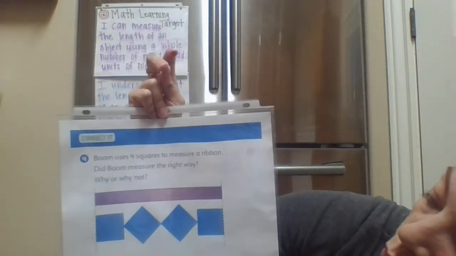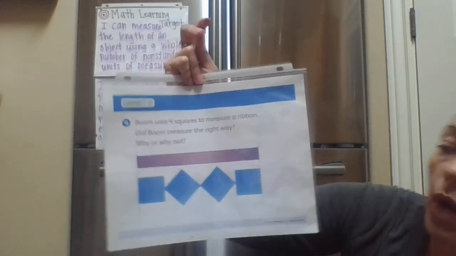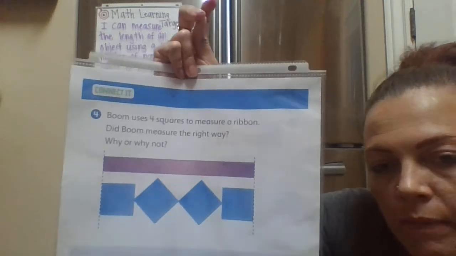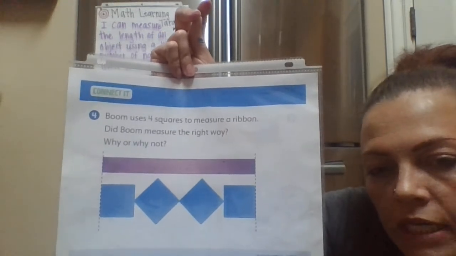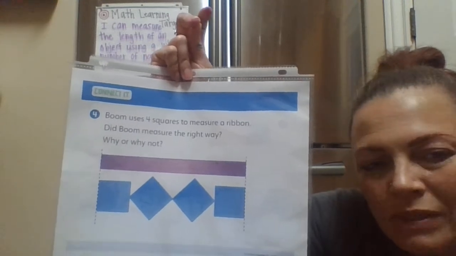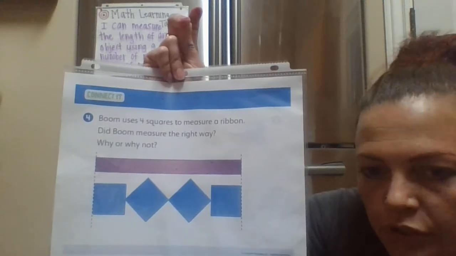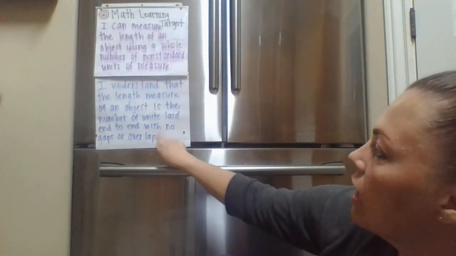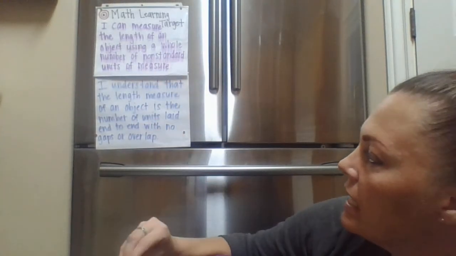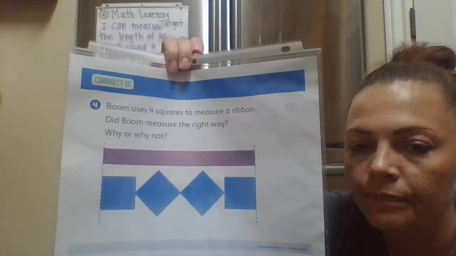This says, Boom uses 4 squares to measure a ribbon. Did Boom measure the right way? Why or why not? Well, let's talk about this. Boom is measuring, he's using squares that are all the same size like I talked about before, but does this look right to you? Boom is actually not measuring correctly because if we look at our second learning target, they need to be laid end to end with no gaps and no overlap. Are all these squares laid end to end with no gaps and no overlap?